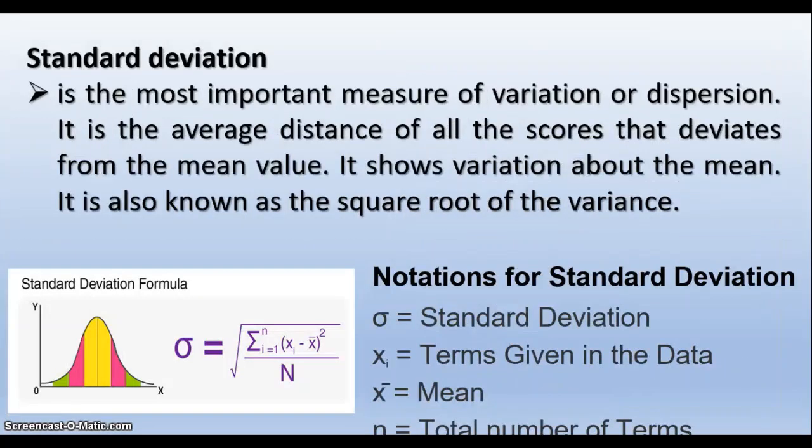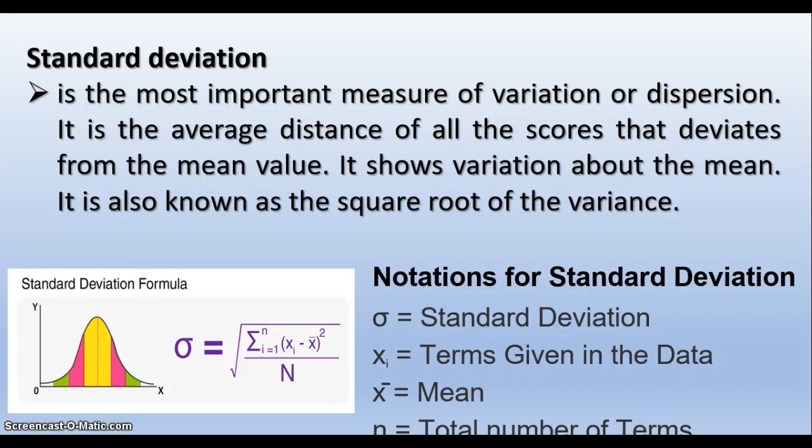So let's have the next one, the standard deviation. The standard deviation is the most important measurement of variation or dispersion. Why? It is because it is the average distance of all the scores that deviate from the mean value.